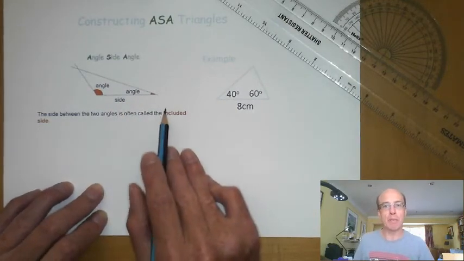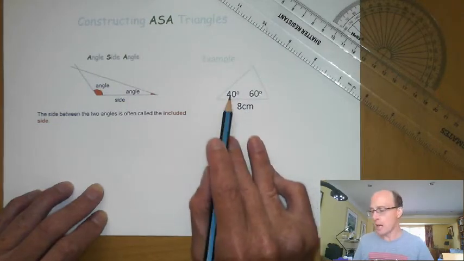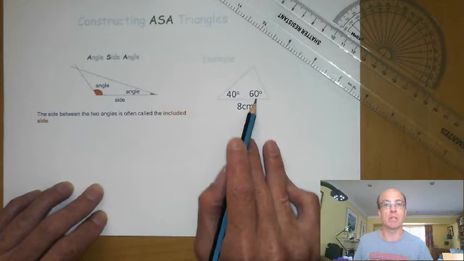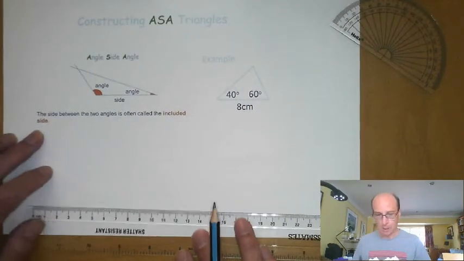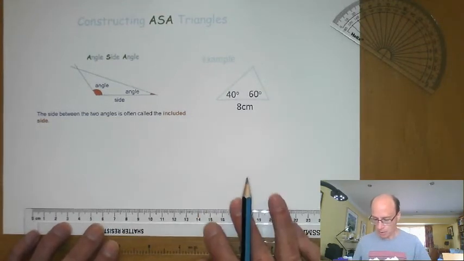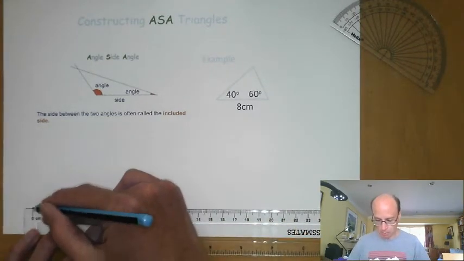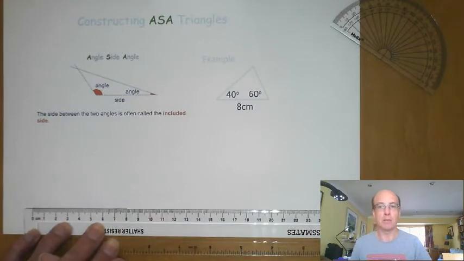The example we're going to have a look at is a triangle. We've got a base length of 8 centimeters and the two angles are 40 degrees and 60 degrees. So I'm going to start off with my base and put that near the bottom of my piece of paper. I'm going to make sure that I've got enough space to draw my triangle, and I'm going to draw a length of 8 centimeters.